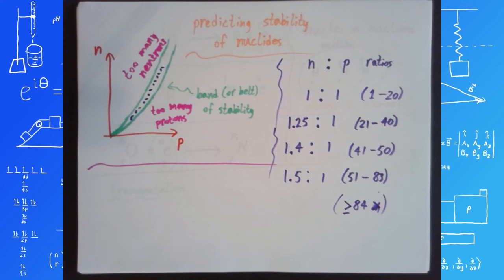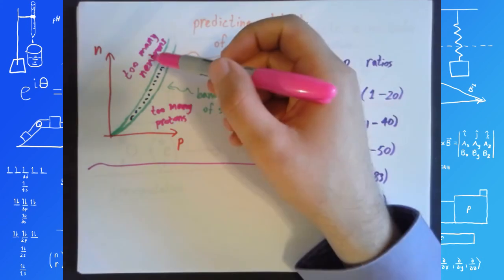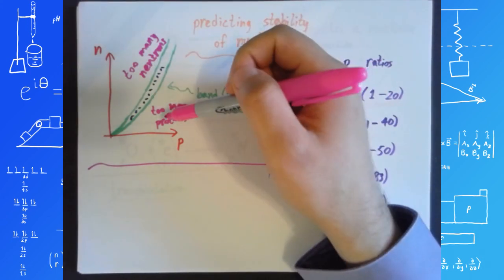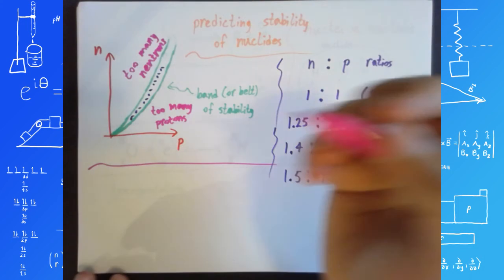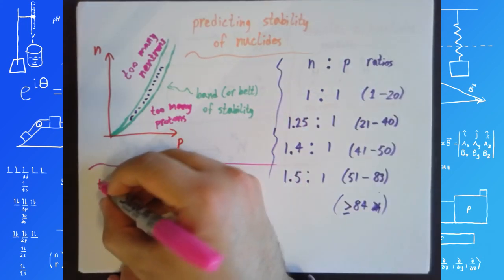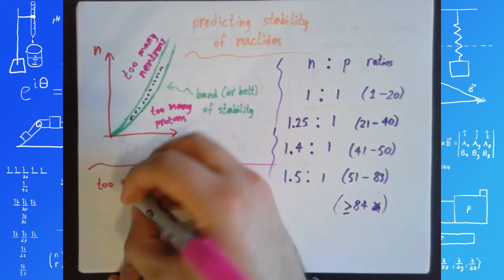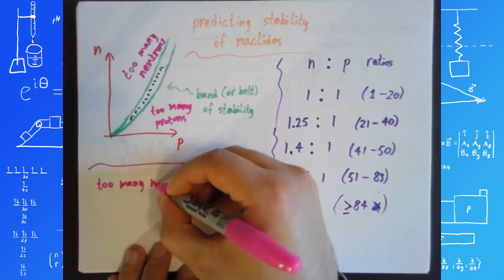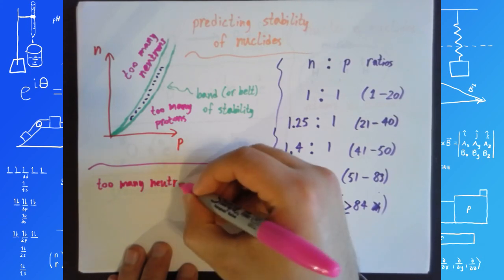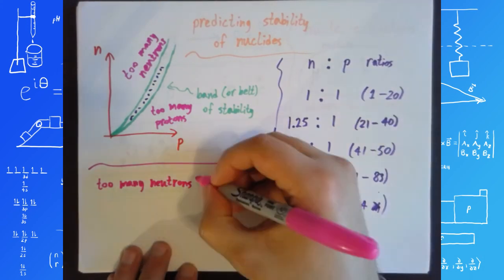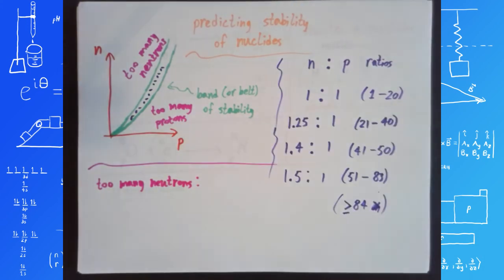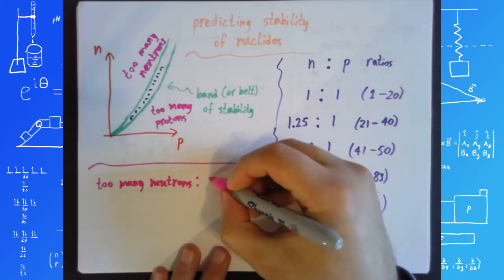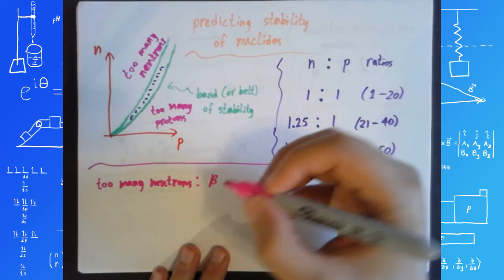So if you have too many neutrons, then you need to reduce the number of neutrons and increase the number of protons. So what would you do? If you have too many neutrons, if you're above the belt of stability, then what you would try to do is undergo beta decay.